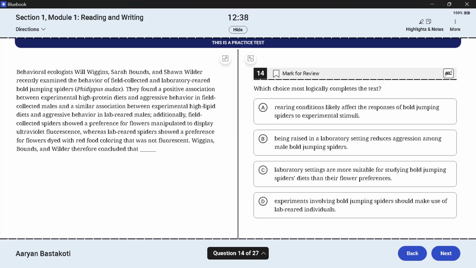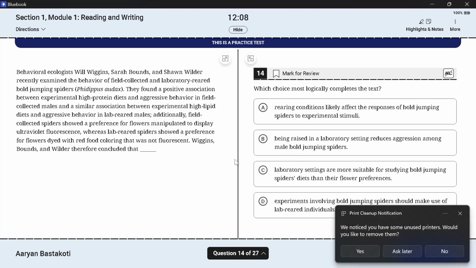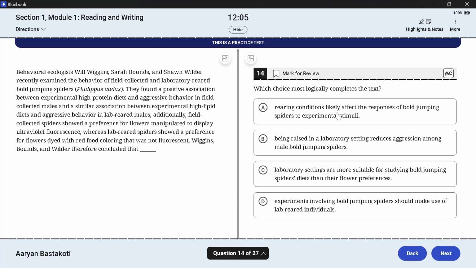Additionally, field collected spiders showcase a preference for flowers manipulated to display ultraviolet fluorescence, whereas lab reared spiders showcase a preference for flowers dyed with red food coloring that was not fluorescent. Wingings and Bounds therefore concluded that the text seems to suggest subtle differences between lab reared and field collected spiders, not so obvious, not exactly contrasting, but kind of similar, kind of subtle differences. So, rearing conditions likely affect responses of bold jumping spiders to experimental stimuli. This seems like the right answer.